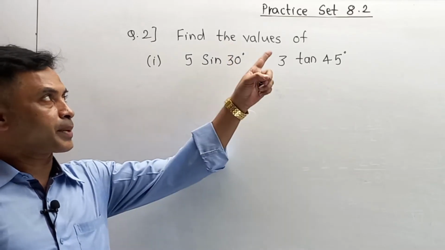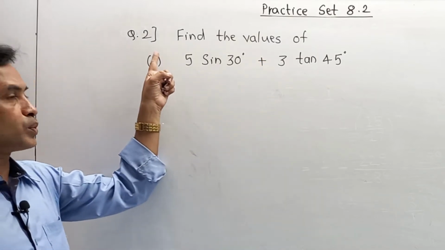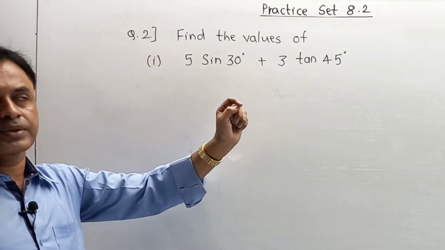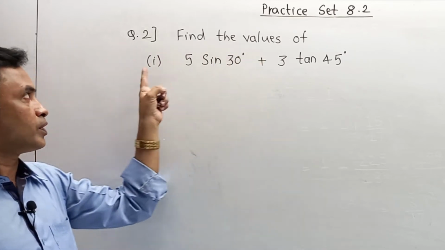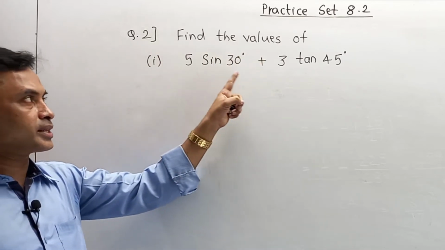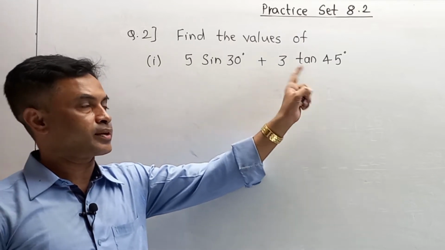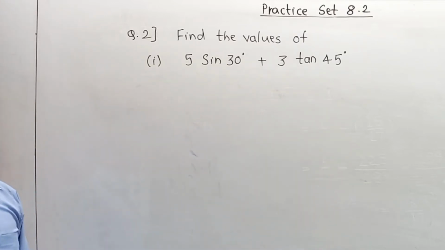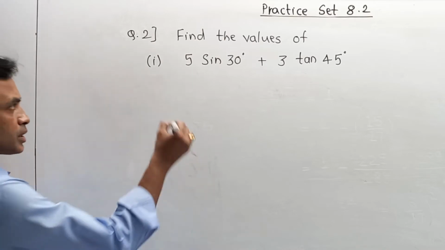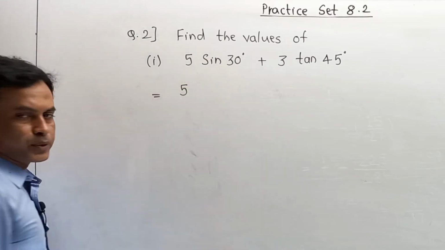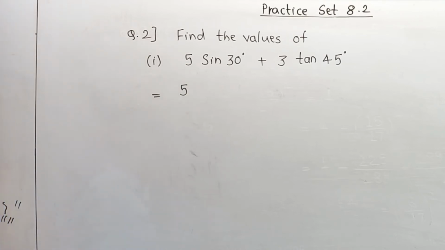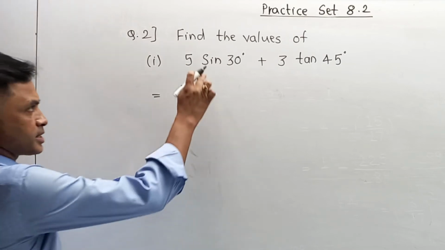Now we are in practice set 8.2, question number 2. We have just completed the values from the table. Now, taking the numerical under consideration, find the value of 5 sin 30 degree plus 3 tan 45 degree. Now putting this into a calculation. So your first part is 5 sin 30. First of all, 5, and the value of sin 30 from our table is 1 upon 2.